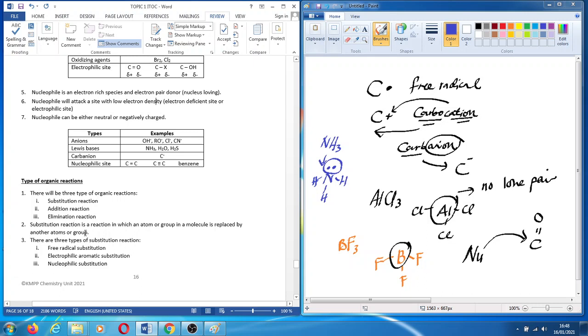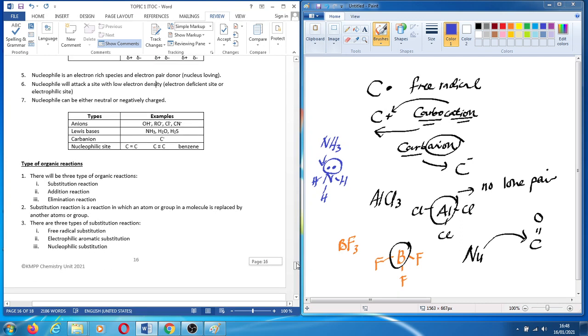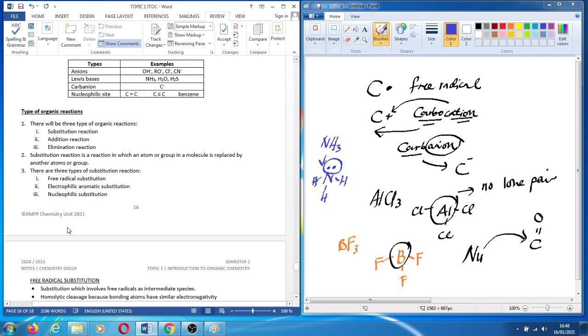Substitution reaction is a reaction in which an atom or group in a molecule is replaced by another atom or group. Substitution means substitute, tukar ganti. Bukan buang ya, tukar ganti. There are three types of substitution reaction: free radical substitution, electrophilic aromatic substitution, and nucleophilic substitution.